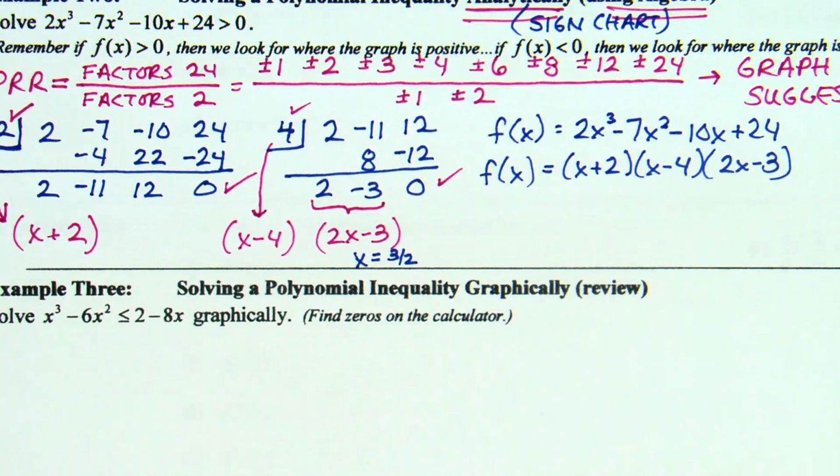Now, again, this said to do this analytically or algebraically, right? So I said we're going to set up a sign chart. Now, I skipped over one thing at the top that I should have mentioned. We're doing a sign chart. What am I looking for on this sign chart?